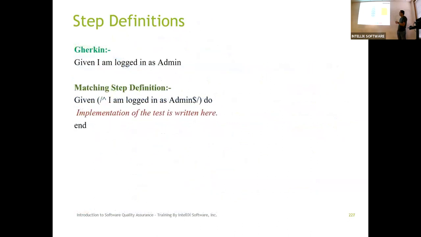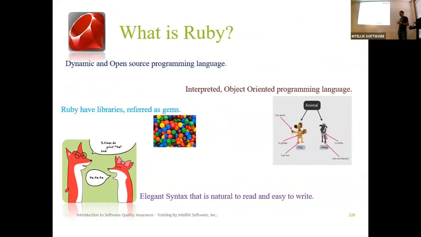So let me come to an example. What I said is, given I'm logged in as admin, there will be a matching step definition, which is nothing but Ruby code again, right? It matches whatever you wrote, given I'm logged in as admin. That's how Cucumber will find what it needs to execute from the programming side. An implementation of the test is written here in Ruby programming or Java programming, C# programming, whatever it is. And it will actually have a lot more lines of code here. But the ultimate goal is to automate the test.